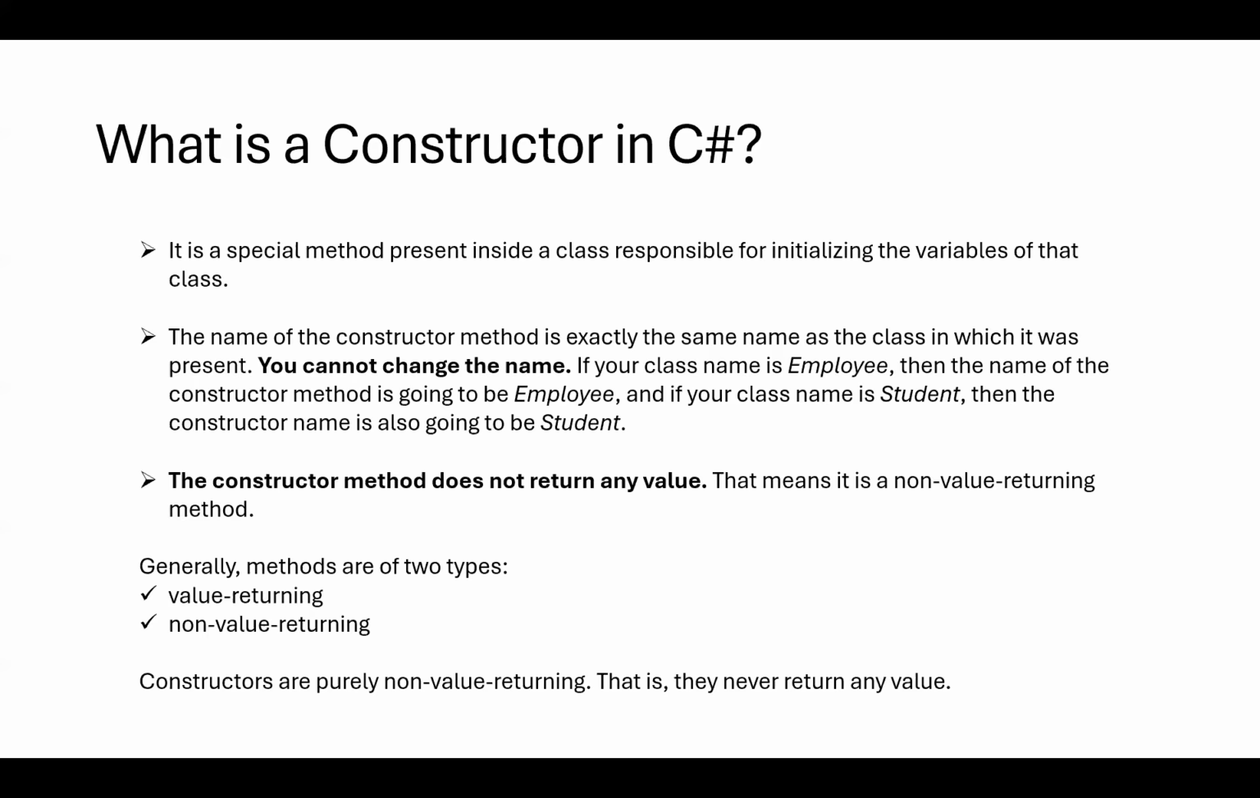When we speak about methods, there are two different types of methods. The first type is value returning, and the second type is non-value returning. Methods with a returned value are something like a function. We provide some parameters and get a result. Non-returning methods are like a procedure, which processes some action but returns nothing. So constructor is non-value returning, like a procedure. It never returns any value. It's very important.